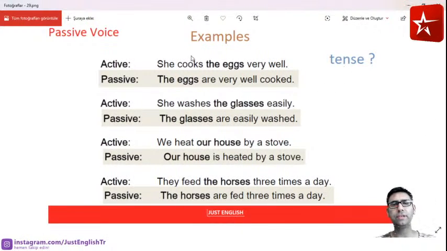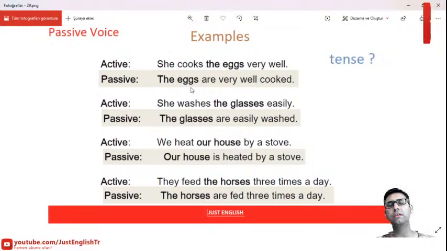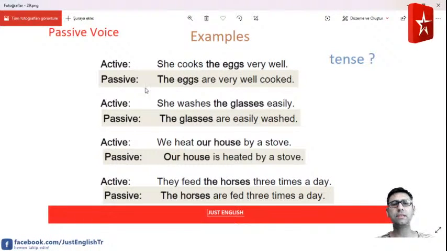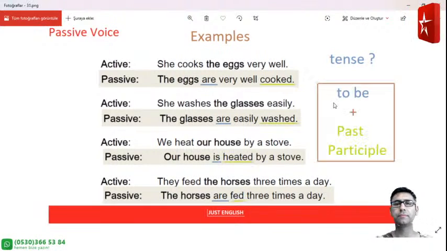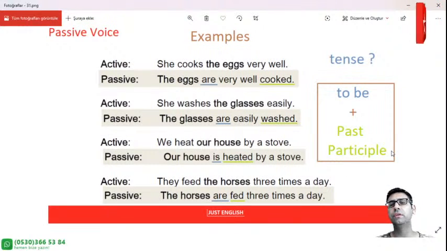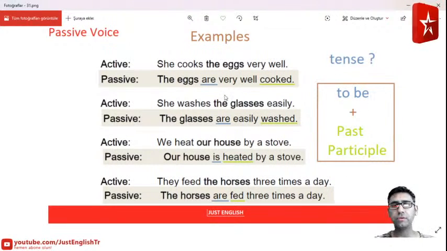So let's see the tense here when we ask the question. What is the tense in these sentences? When I was explaining these sentences, I of course already told you that these are present simple. But how are we spotting the tenses in passive voice sentences? As you can see, we use to be in the form of am, is, are here. So this is how we spot the present simple tense. And this is how we do passive voice. To be, as you can see here.